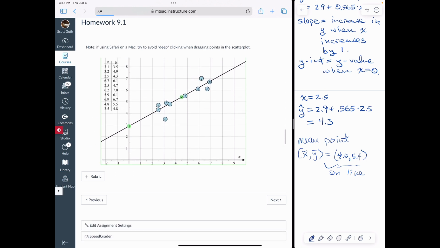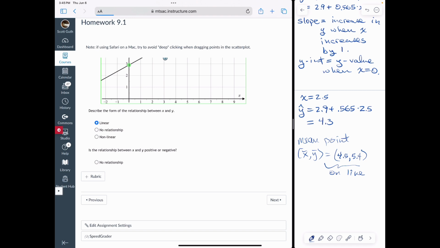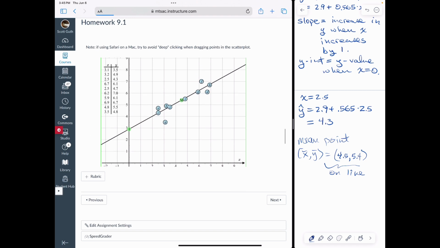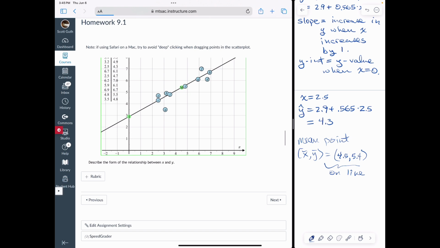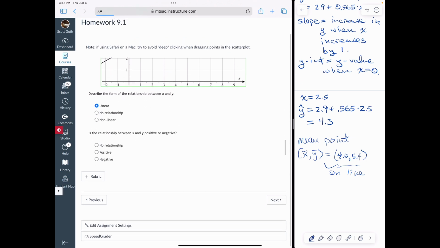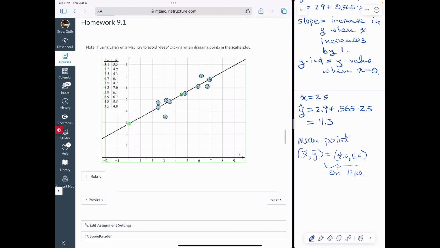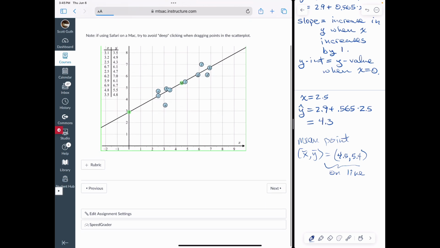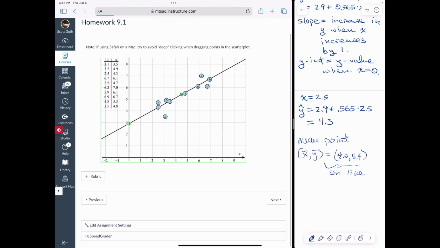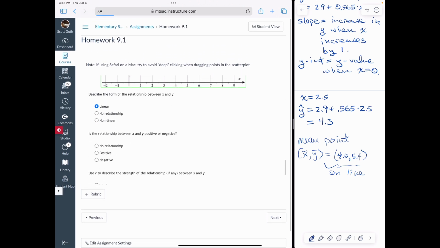And then I'll go ahead and describe my relationship here. This is a linear relationship because the points do kind of follow a line. It's not on the line, but they're kind of around a line. So we call that linear. Is the relationship positive or negative? Well, positive relationships go uphill. Negative ones go downhill as you go to the right. Well, this one is going uphill as you move right. So that's just kind of the definition of a positive relationship here. So we'll call it positive.